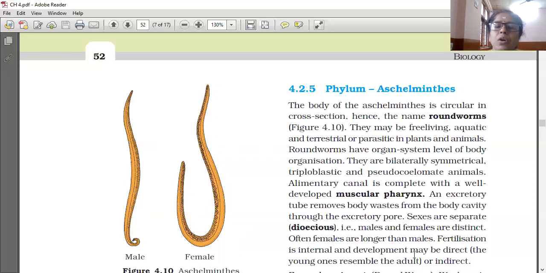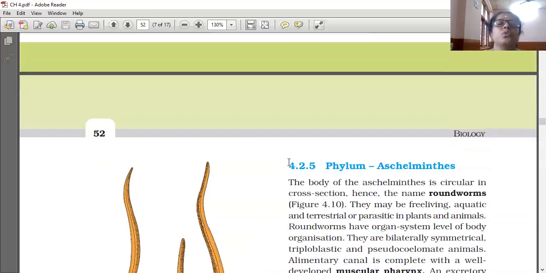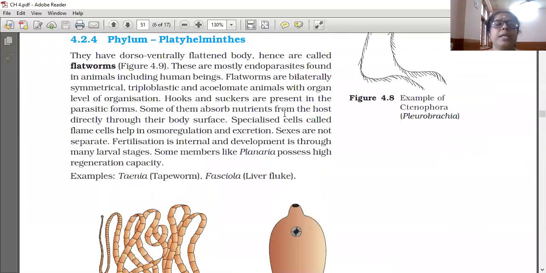Often females are longer than males. Fertilization is internal and development may be direct, that is, young ones resemble the adult, or indirect. Examples: Ascaris, roundworm; Wuchereria, filarial worm; and Ancylostoma, hookworm. These are the examples. So three phyla we have learned now.